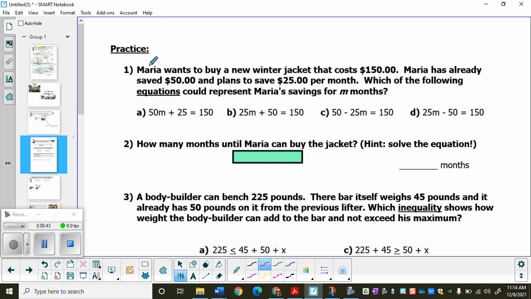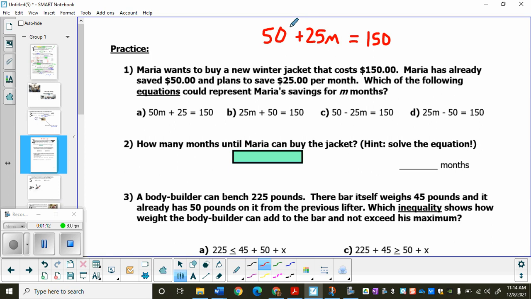So for the first question, Maria wants to buy a new jacket that costs $150. So we have a set total of $150. Maria has already saved $50 and plans to save $25 per month. So she's already saved $50, which is good, and then she's going to be saving another $25 per month. However many months it takes, great, and then she'll be able to buy the jacket.